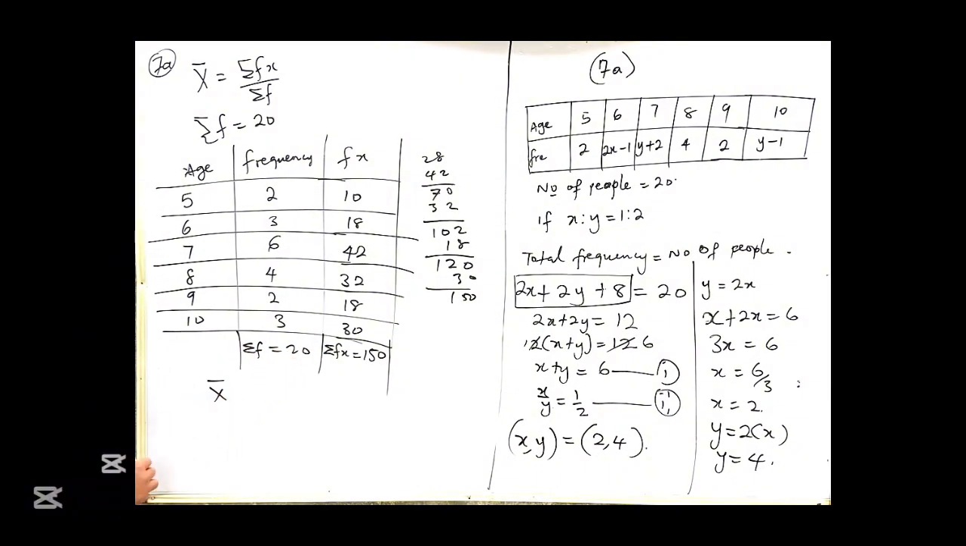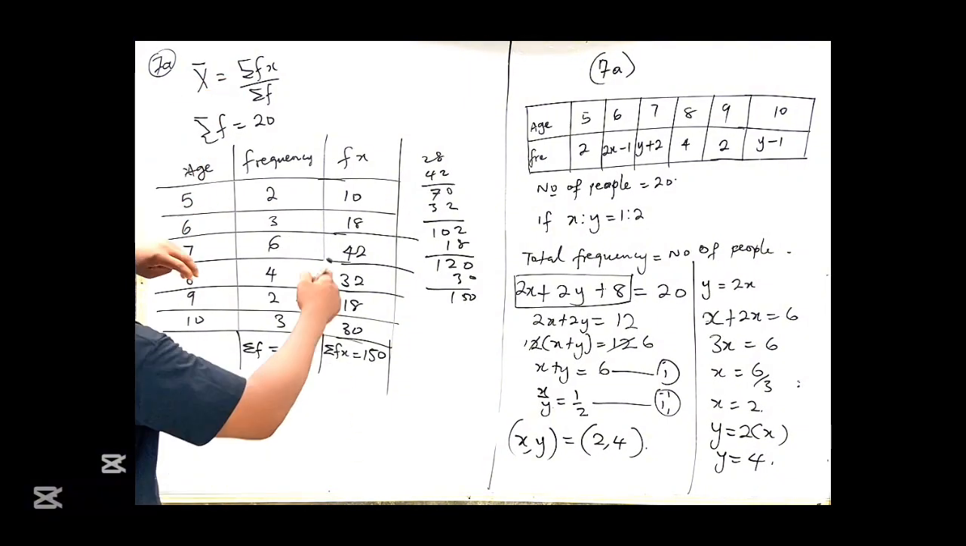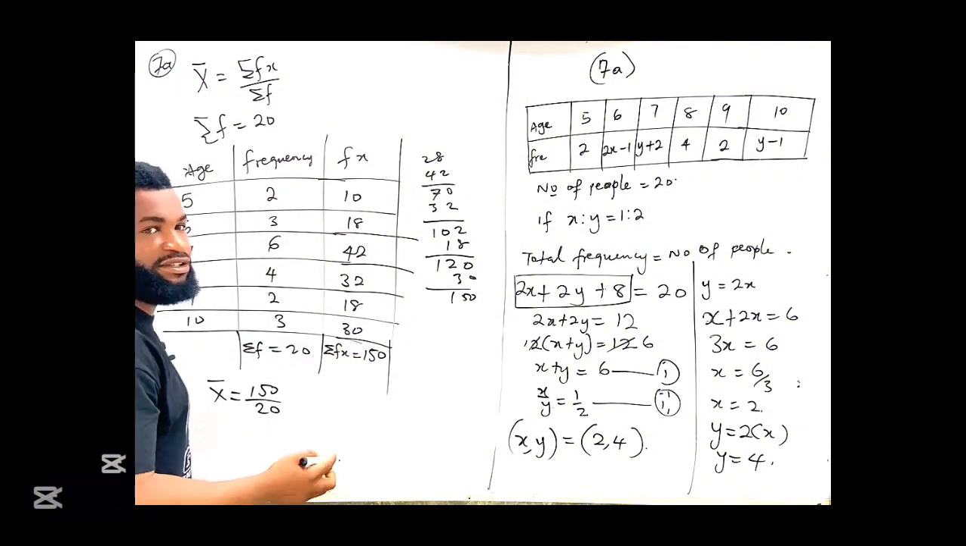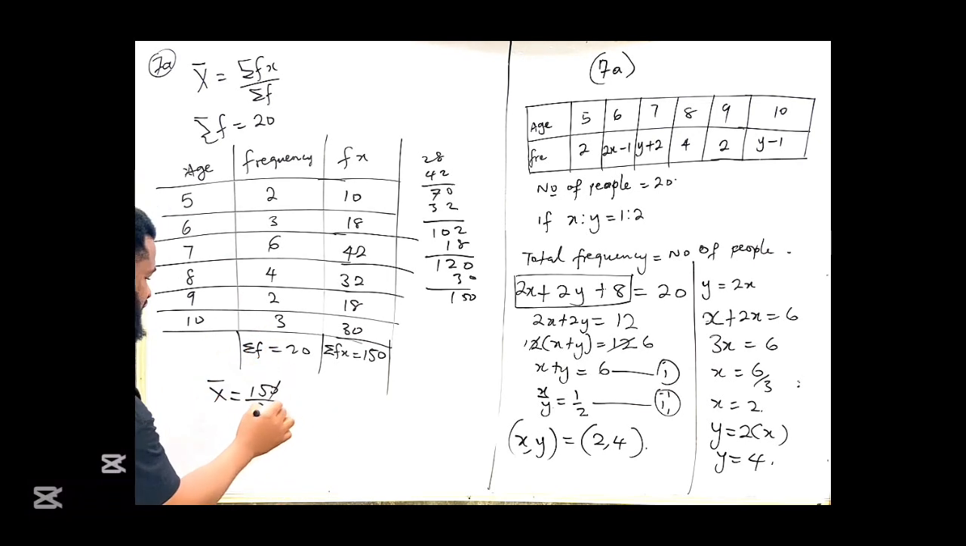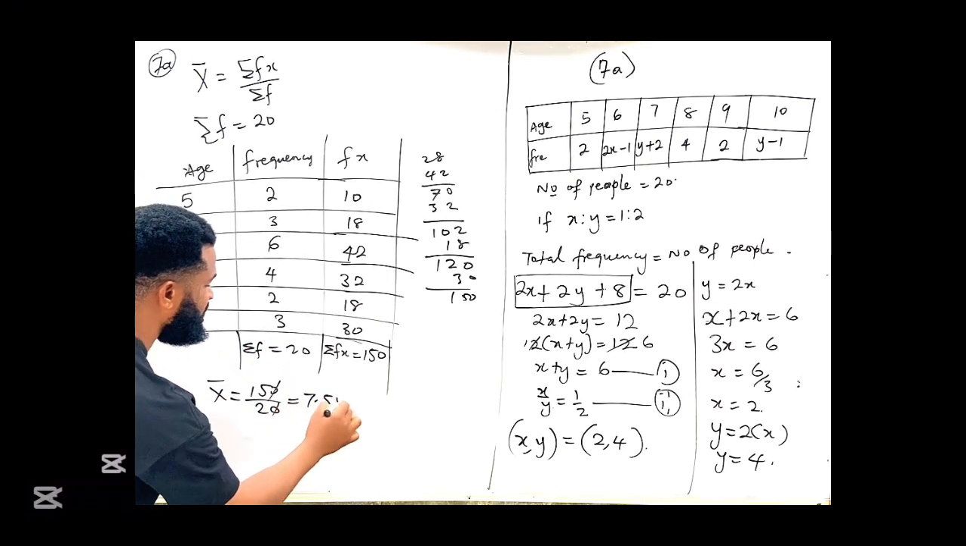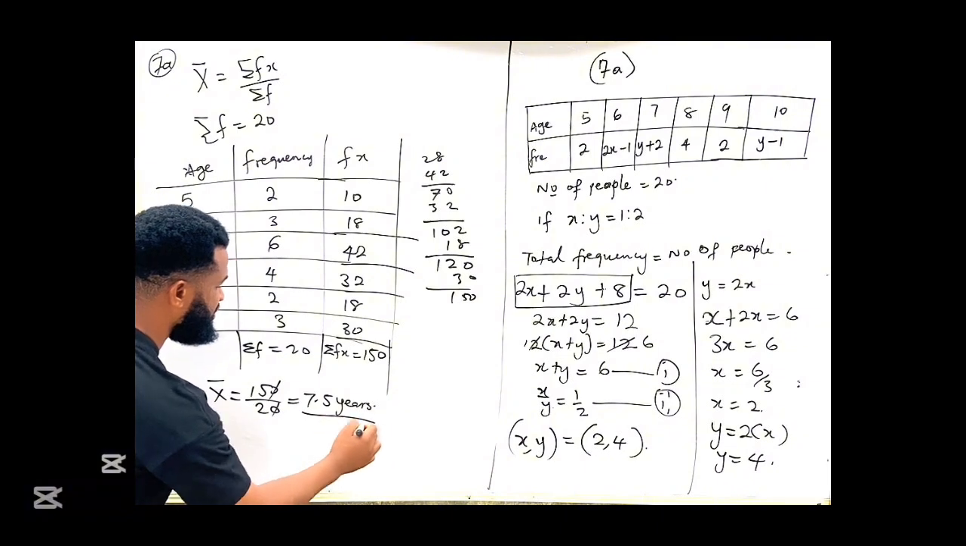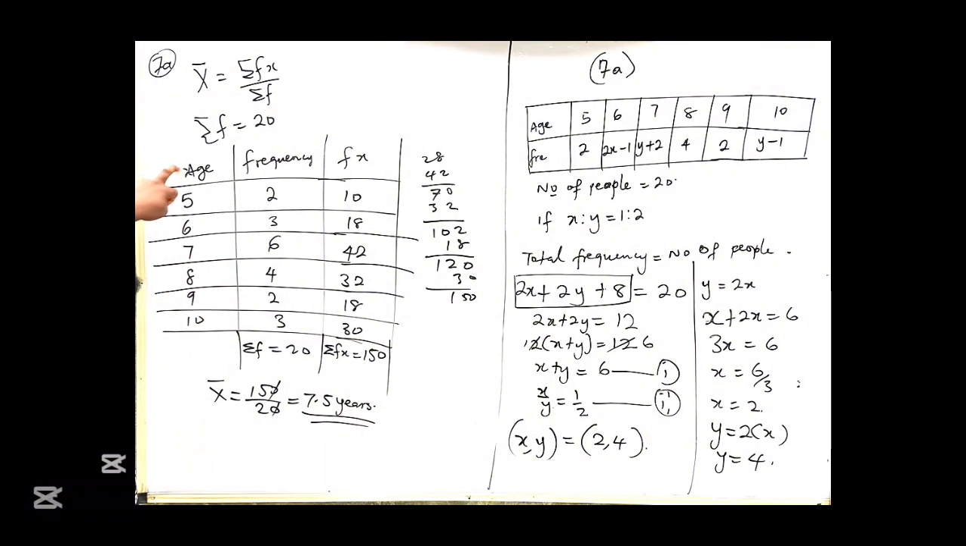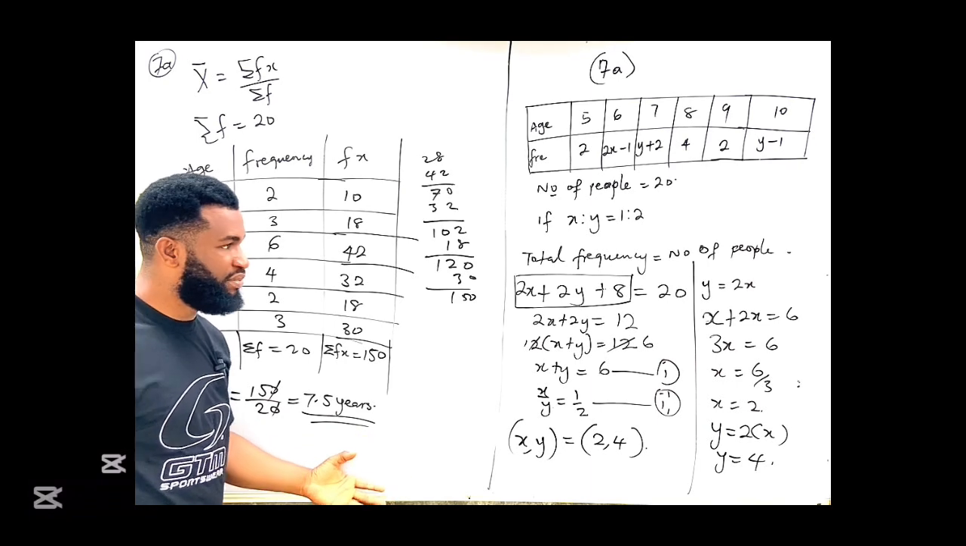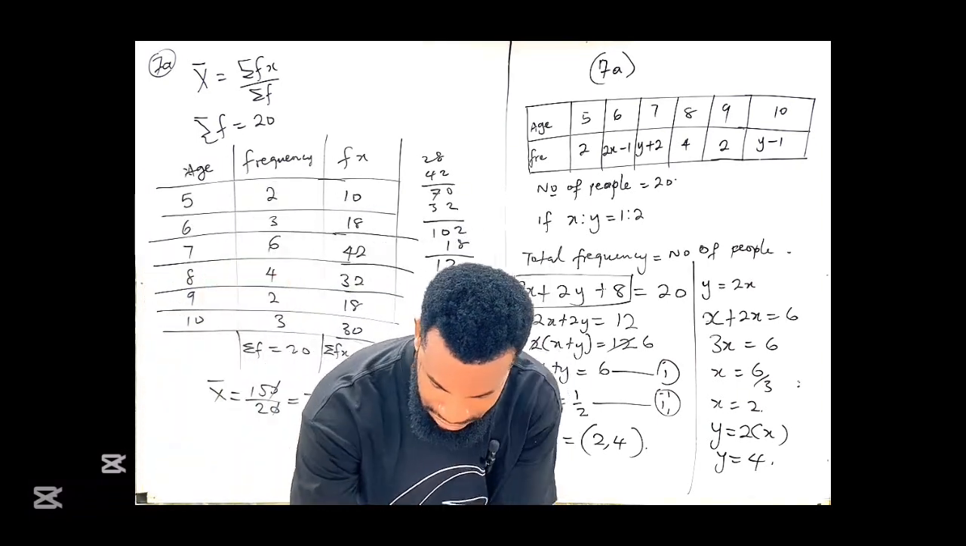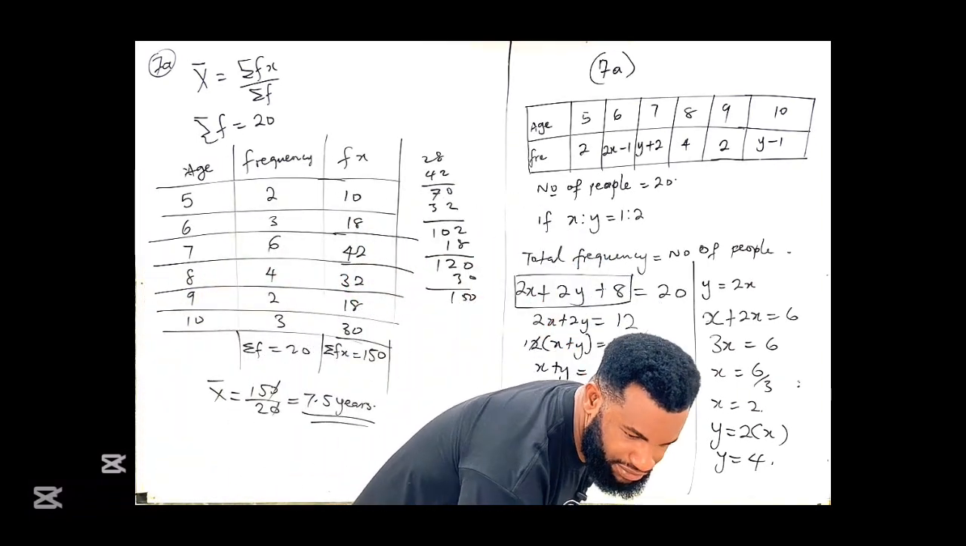Therefore, x bar, which is the mean, is going to be given as 150 all over 20. It's very important to always state this. If WAEC is marking you, seeing this alone, they may give you 1 mark depending on their marking scheme. So this cancels this. I'm having 7.5 years. You must write the unit of the age or what you are looking for. So this is the answer to number 7, A and B. Correct.